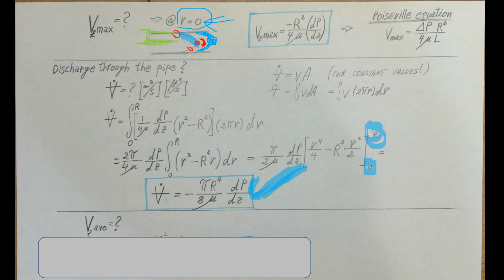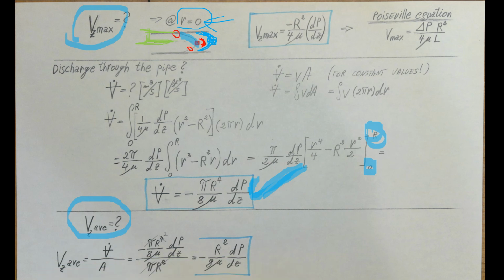Now let's take a look at the average velocity. Up here we found our maximum velocity, right? Down here, let's take a look at finding the average velocity. For that, we're gonna take the volumetric flow rate that we just determined up here, and we're gonna divide it by the area. After simplifying out a whole bunch of terms, we can determine right here, negative r squared over 8 dynamic viscosity times the pressure term. Good.